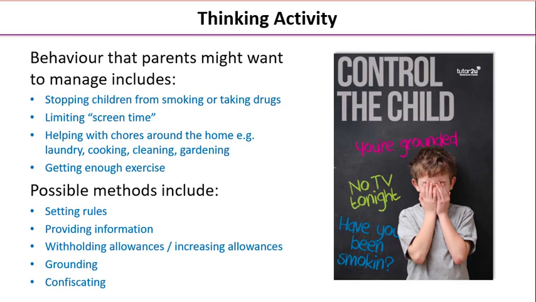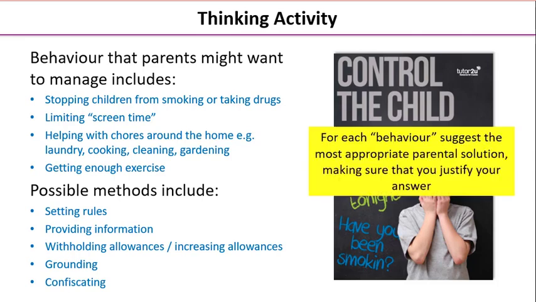Now, different methods that parents can use could be, for example, setting you some rules, giving you information, playing around with money and financial incentives by, for example, withholding allowances or increasing allowances, grounding you, confiscating your items. Now, for each of the behaviours that I've listed there, those 4 behaviours at the top, I'd like you to just take a few moments to think about the most appropriate parental solution. And do make sure that you jot down on your bit of paper some justification for your choices. It might be worth just pausing the video at this point while you have a go at that thinking activity.